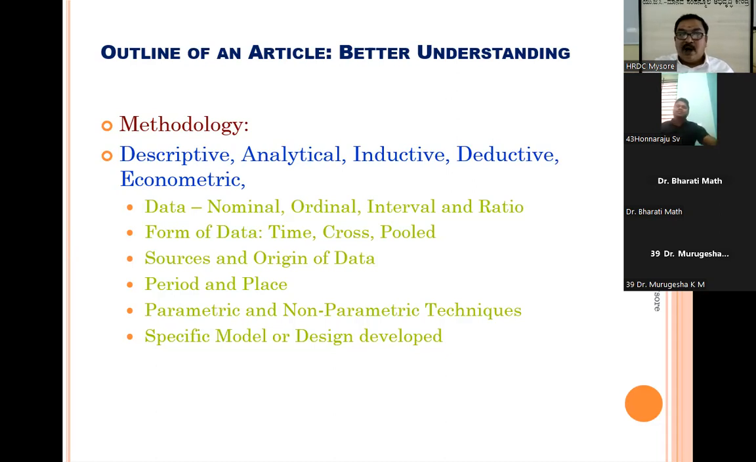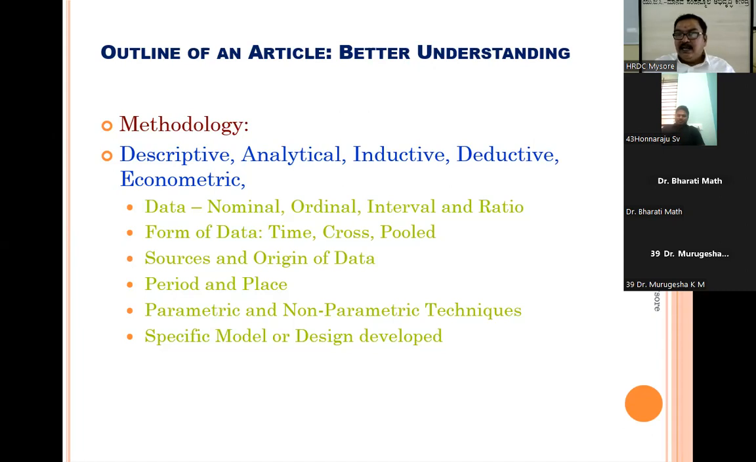And in the methodology, you have to write the period and place. From what period you are taking the data, 91 to 2020. Why 91 to 2020? You have to write the justification. And why it is for Karnataka, why it is for Tamil Nadu, why it is for Mysore only or Mysore district. So you have to justify why you have chosen that period and why you have chosen that place.